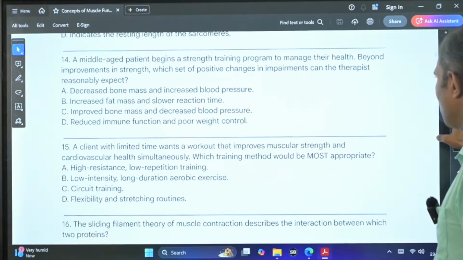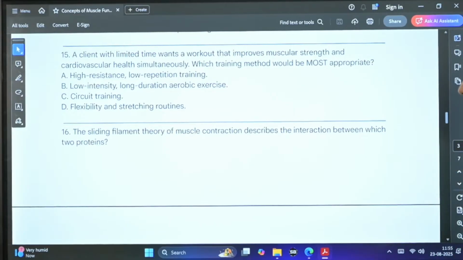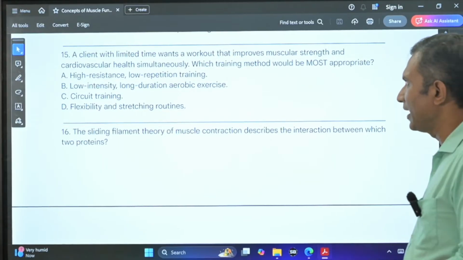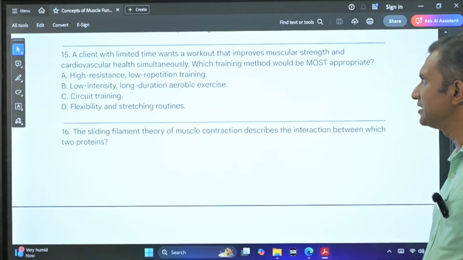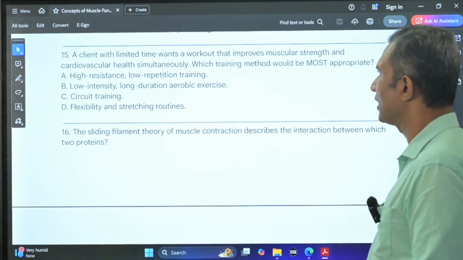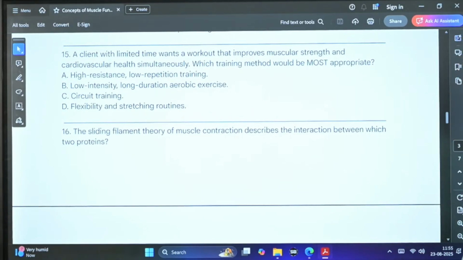Okay, we're going towards question number 15. A client with limited time wants a workout that improves muscle strength and cardiovascular health simultaneously. Which training should be most appropriate?